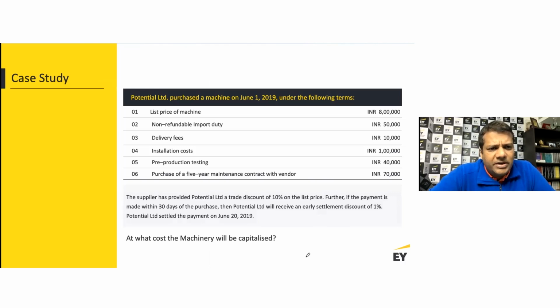The supplier has provided Potential Limited a trade discount of 10% on the list price. Further, if the payment is made within 30 days of the purchase, Potential Limited will receive an early settlement discount of 1%. Potential Limited settled the payment in June of 2019. In a way, it also earned this settlement discount of 1%. At what cost will the machinery be capitalized?